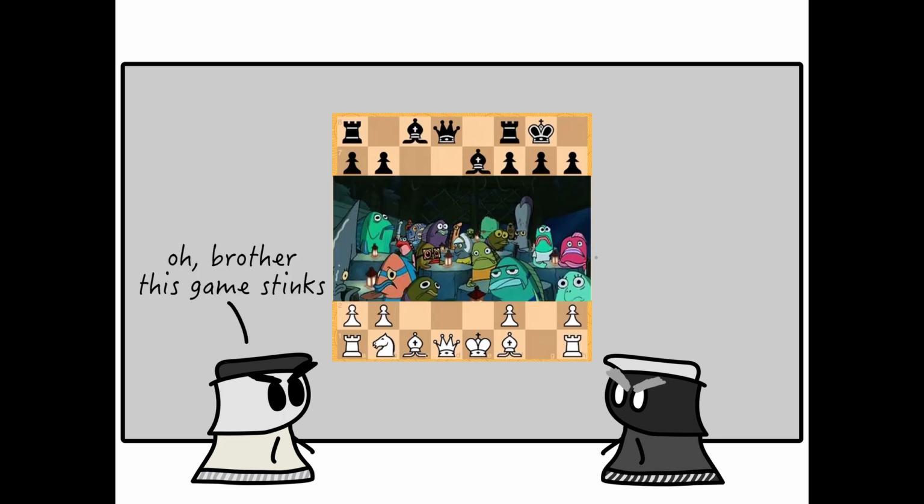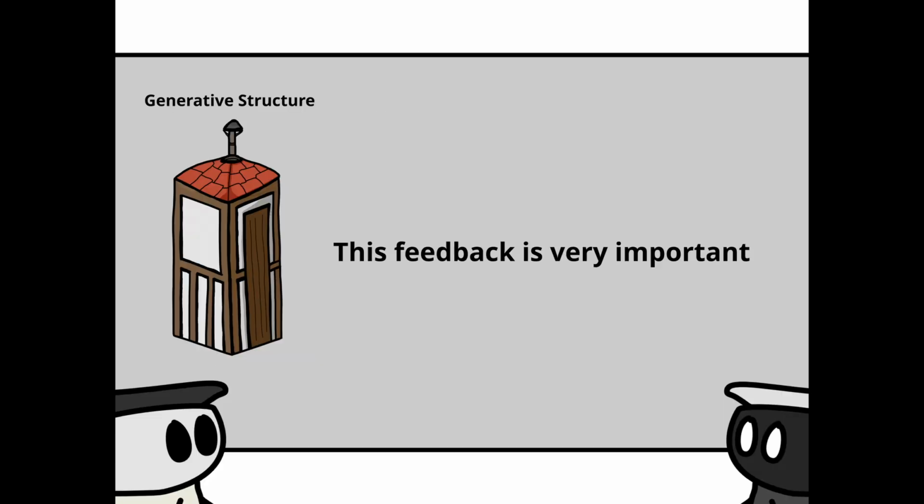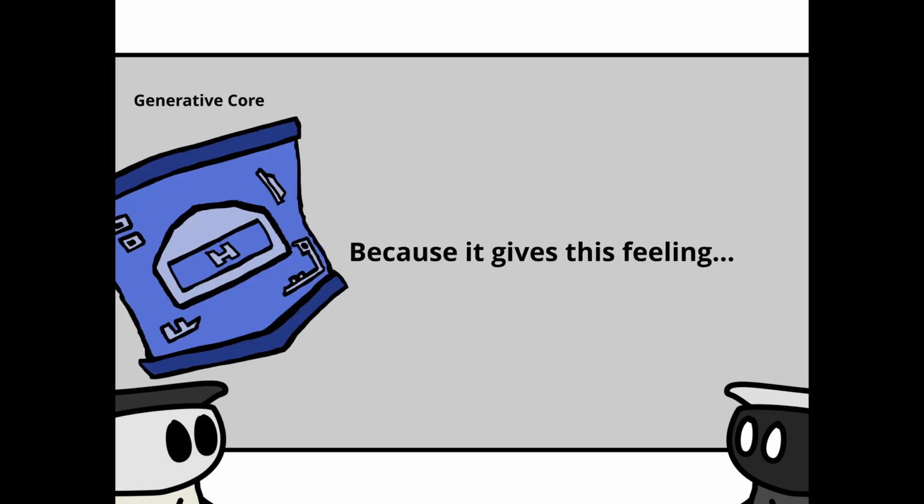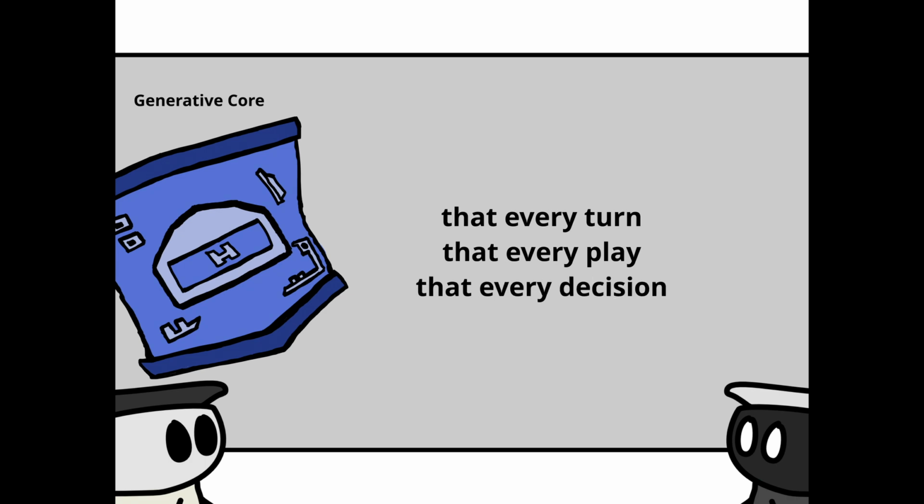You could argue that not having this feedback would even make your turns feel completely luck-based, random even, if it didn't tell you how your actions are affecting the match. This feedback is very important, not only because it assists players in finding the next best play, but because it gives this feeling that every turn, every play, every decision matters.